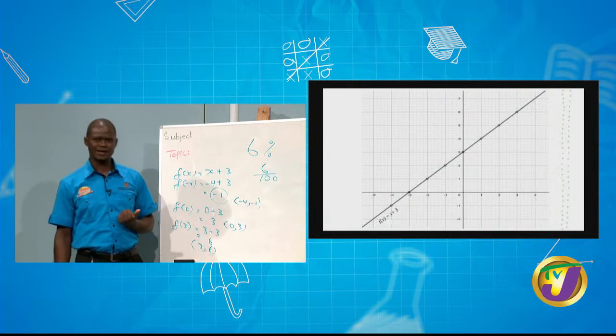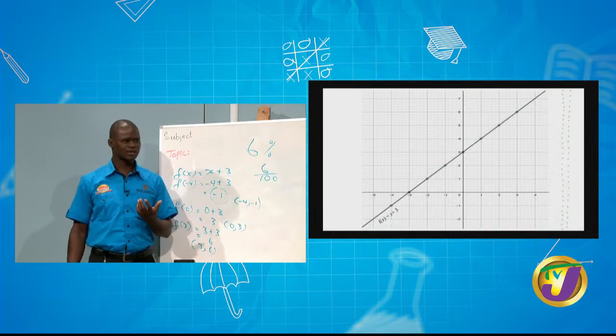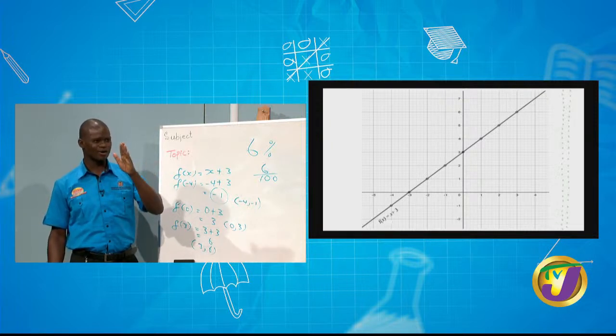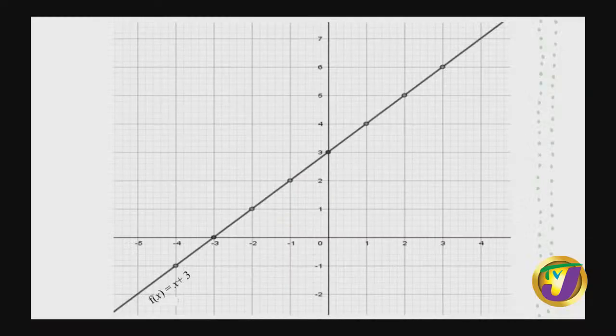So here is a line. And again, it is important for us to note that we must label our line. So now the line is f of x equals x plus 3.